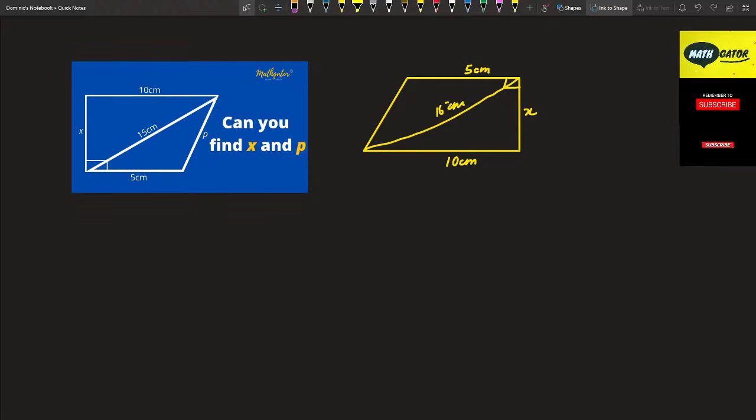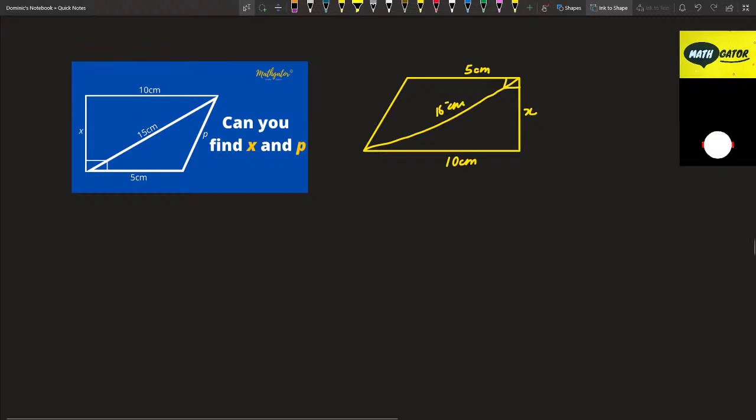So I think the 30 seconds is up, so we'll spring into action and solve this quickly. Solving this basically means that we need to find two things. We need to find x and then we need to find p. First of all, we'll concentrate on finding x.